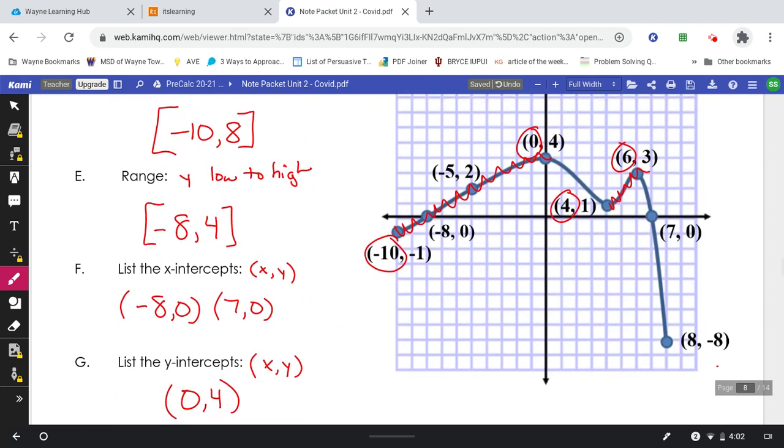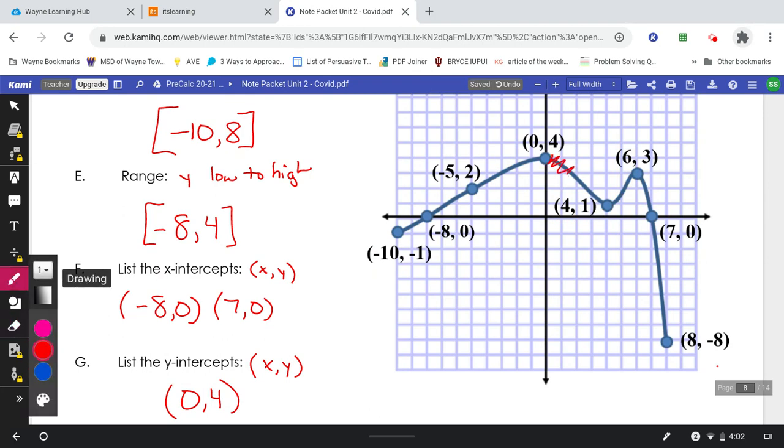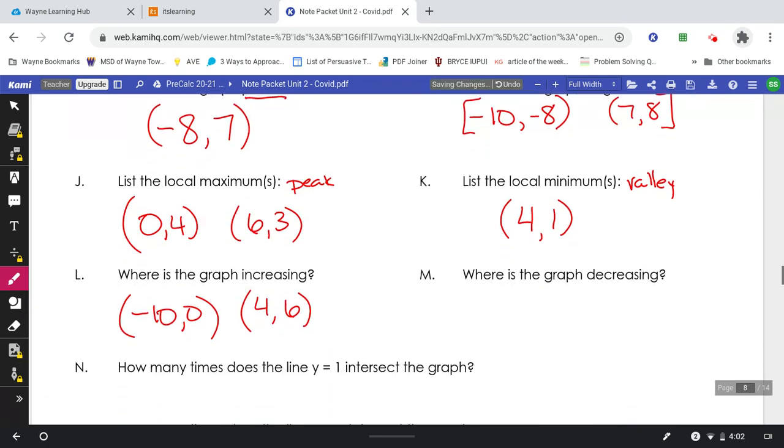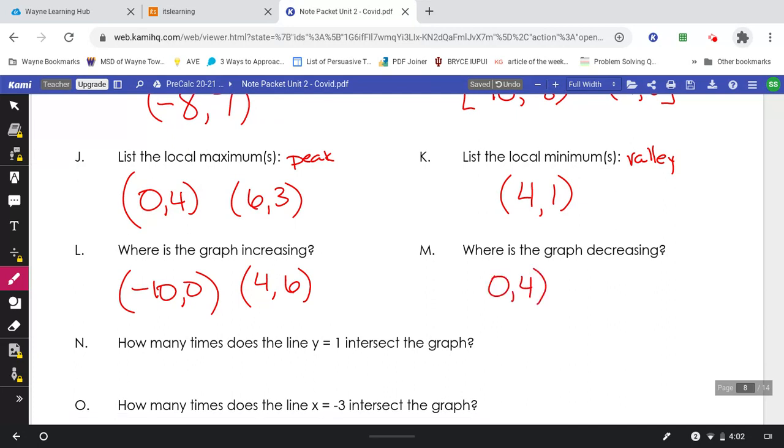For decreasing, anywhere that it's going downhill. So from 0 to 4 and from 6 to 8.